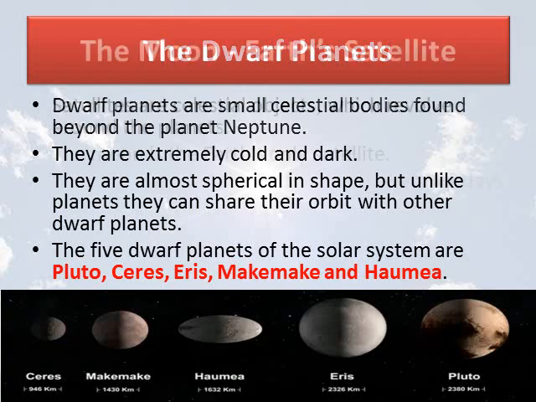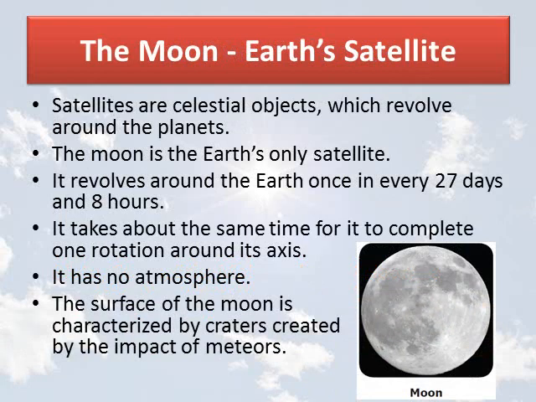Now let us learn about the Moon, the Earth's natural satellite. Satellites, my dear children, are celestial objects or heavenly bodies that revolve around the planets. The moon is the Earth's only natural satellite.